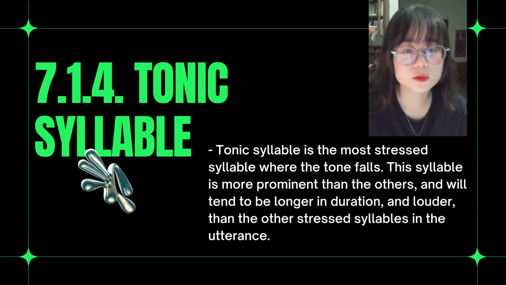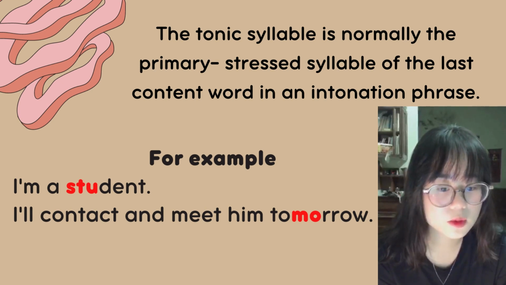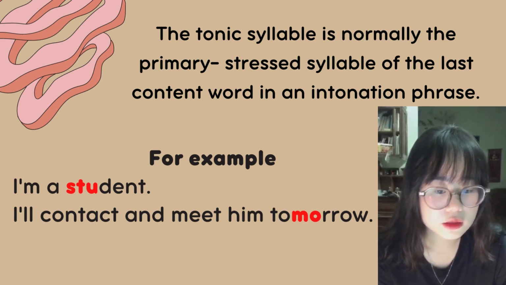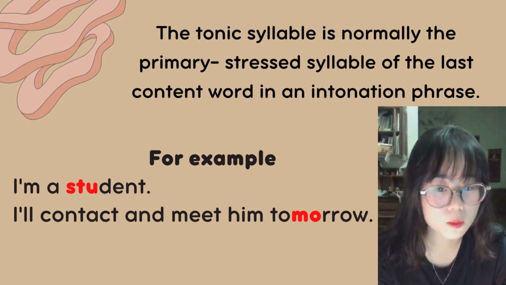4. Tonic syllable. The tonic syllable is a stressed syllable where the tone falls. This syllable is more prominent than the others and will tend to be longer in duration and louder than the other stressed syllables in the utterance. The tonic syllable is normally the primary stressed syllable of the last content word in a tone unit. For example, I'm a student. I will contact and meet him tomorrow.